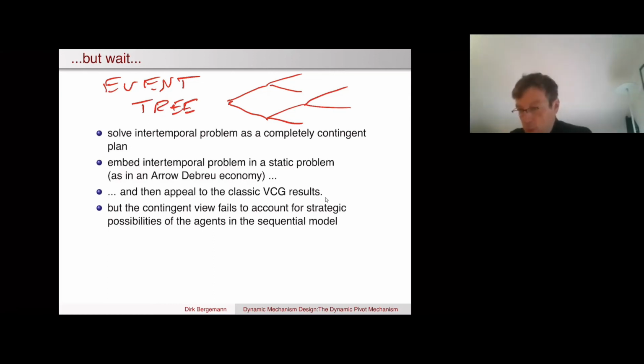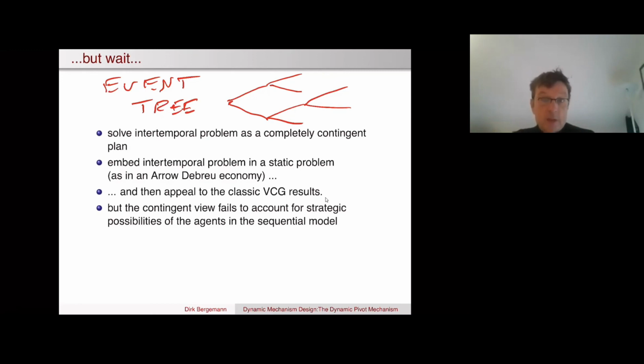And well, good or bad, depending on your perspective, but I think good and interesting for us today, is that this contingent view, this strict translation of the Arrow-Debreu analysis, fails because it fails to take into account the strategic possibilities of the agents in the sequential model. Okay, what do I mean by that? Private information was completely absent in the Arrow-Debreu setting. Okay, and therefore there was no constraint of incentive compatibility, that is, getting the agents to reveal the information truthfully.